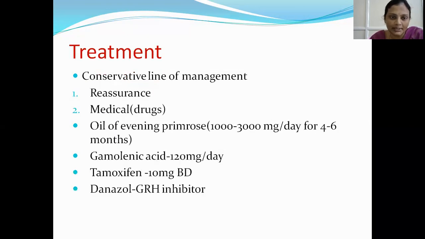Regarding the treatment, the conservative line of management is the main mode. Reassurance to the patient. Medical treatment: oil of evening primrose, 1000 to 3000 mg per day given for 4 to 6 months, or gamolenic acid 120 mg per day, tamoxifen 10 mg BD, danazol, gonadotropin releasing hormone inhibitor.